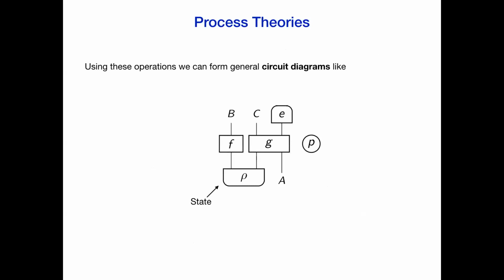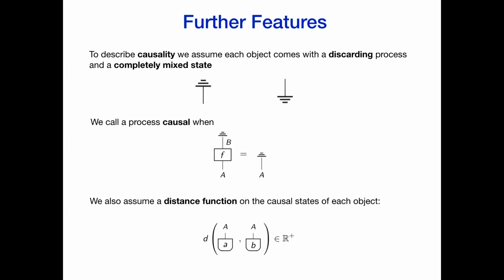And so basically you can end up drawing more general diagrams where you've plugged things together. And I'll also talk about states, which are processes with no input, like this state rho here. But basically we'll just be using diagrams where we think of them as like boxes of processes. Here we'll also need some other things that give our processes a bit of an operational feeling to them. So it's known that if you want to talk about causal relationships, you can do so in process theories which have these features.